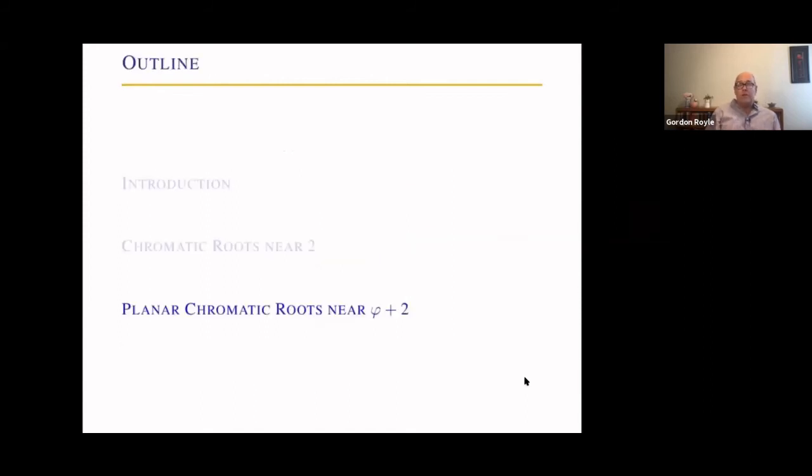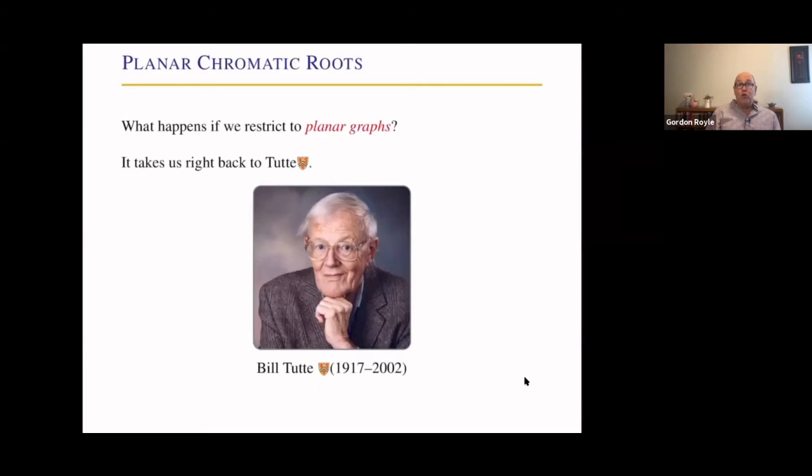Okay, let's look at the second story I want to tell you, and that's about real chromatic roots of planar graphs. I want to look at this region near φ plus 2, and that's the golden ratio. This takes us way back to Tutte. There's a picture of Tutte. He worked at Waterloo, so he has the Waterloo badge next to his name.